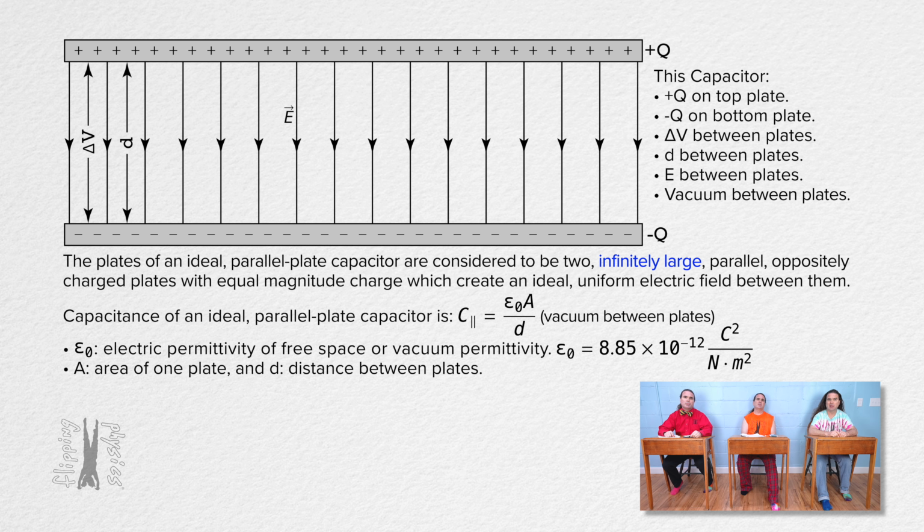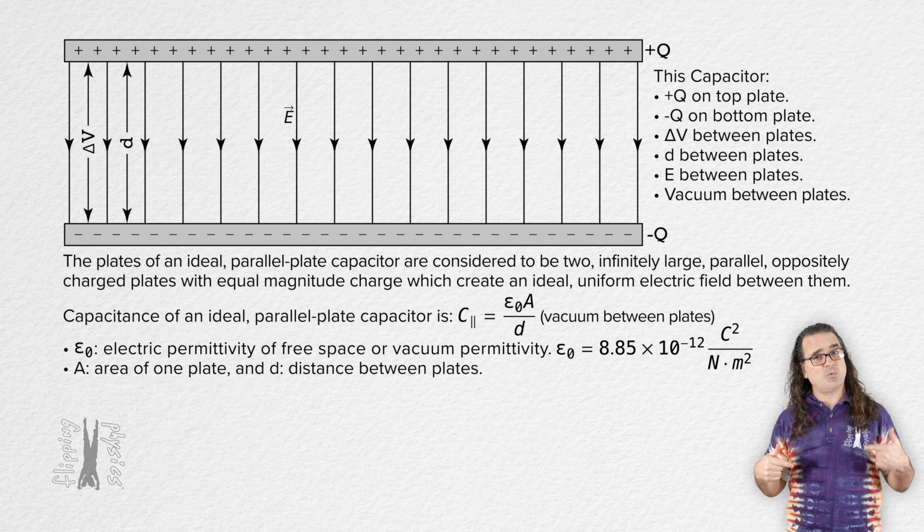The phrase "considered to be" there means that the width and length of the plates are both so much larger than the distance between the plates that the area of the plates can be considered to be infinitely large. Okay, sure. I feel like it would be difficult to keep the two plates separated at a uniform distance with absolutely nothing between the two plates, right?